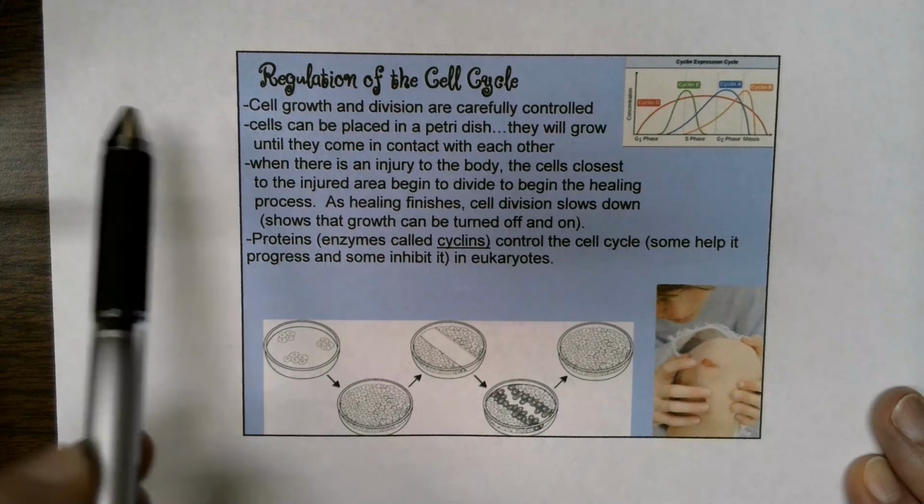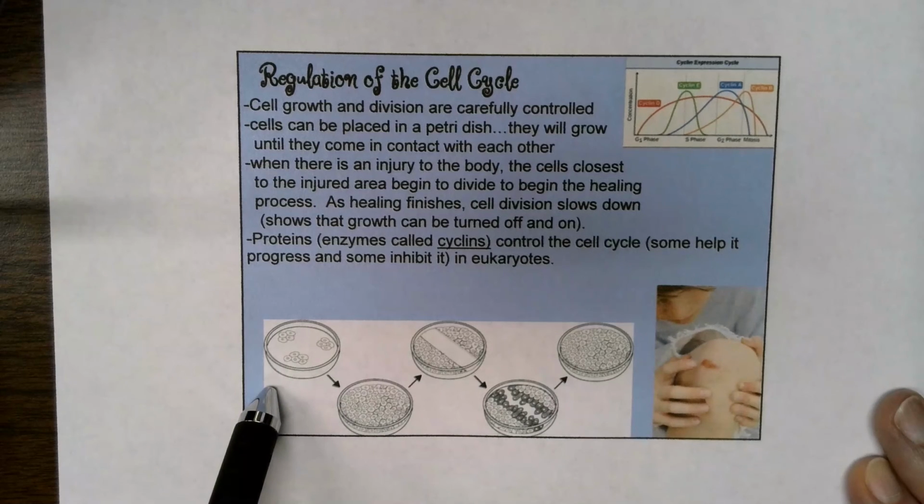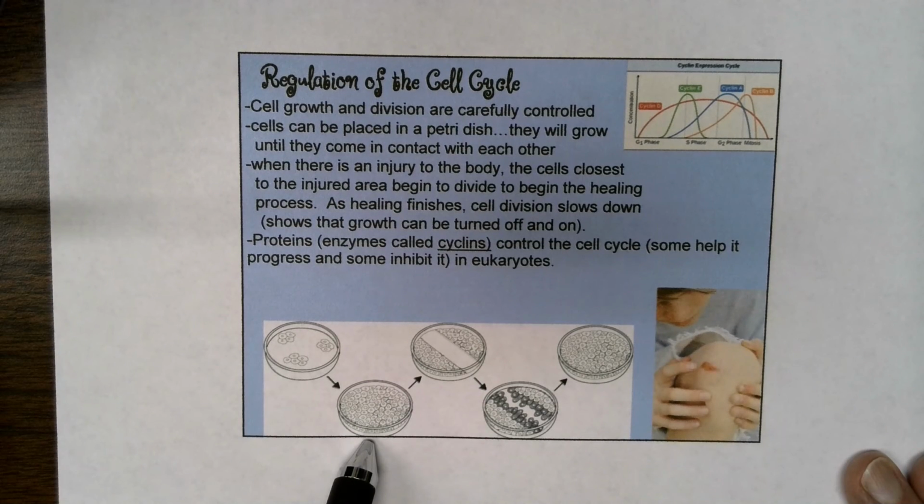So it says cells can be put in a petri dish, and y'all are going to do this in the spring, where you're going to put bacterial cells in a petri dish and they're going to grow. But cells can be put in a petri dish, they're going to grow until they come into contact with each other, and that's what's happened here, okay? And so then this is couched in terms of an injury, right? Like this kid falling down and scraping his knee.